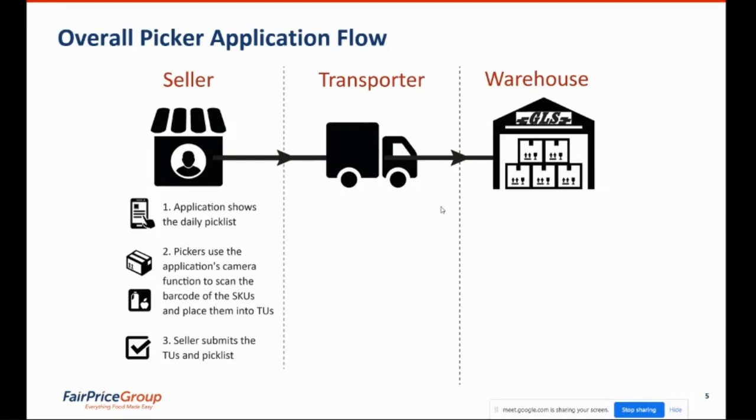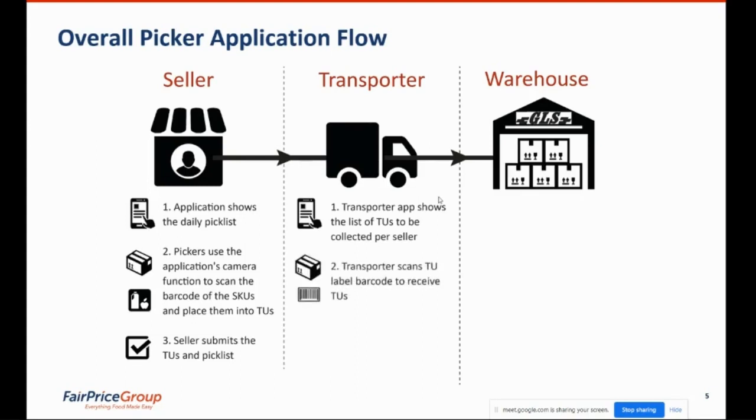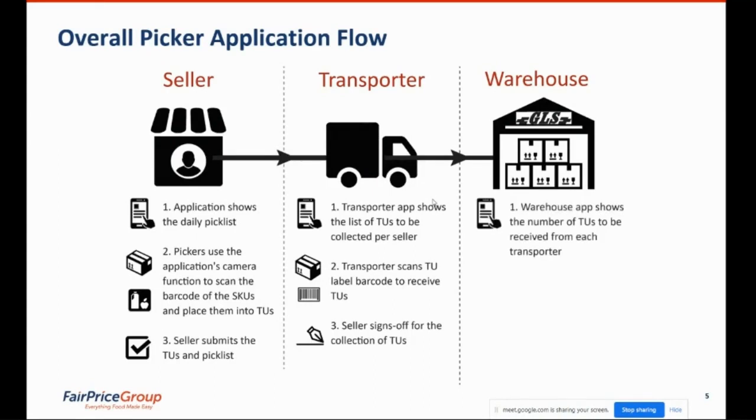Once it has been submitted, the information of the TUs will be transmitted to the transporter application, where they'll be able to see the list of TUs to be collected per seller. Subsequently, transporters will open the list on their app and scan the TU label barcodes to receive all your items by TU packages. After which, there will be a sign-off process where the seller signs off on the transporter application as an indication of the handover.